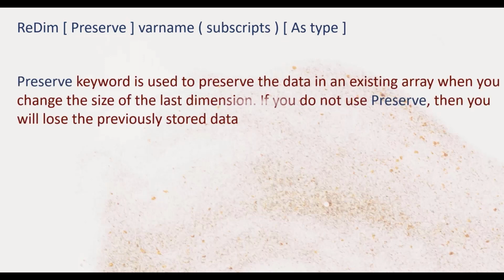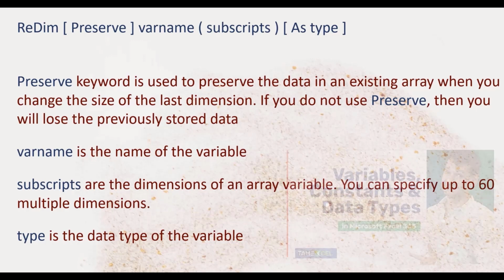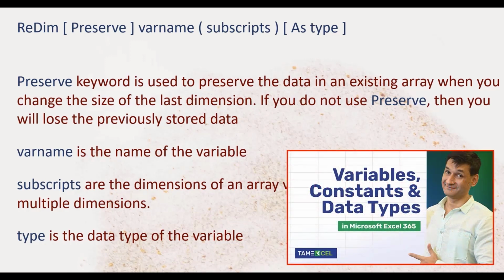Preserve keyword is used to preserve the data in an existing array when you change the size of the last dimension. If you do not use preserve, then you will lose the previously stored data. Var name is the name of the variable. Subscripts are the dimensions of an array variable. As I mentioned earlier, you can specify up to 60 multiple dimensions. Type is the data type of the variable. If you're not aware what data types are, then do watch my video what are variables, constants, and data types in Microsoft Excel for Windows.